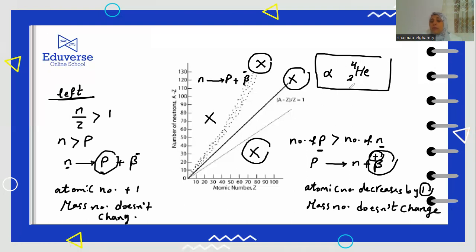Okay, what if the element emits an alpha particle? So the atomic number decreases by 2 and the mass number decreases by 4.